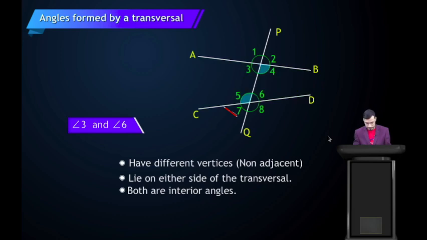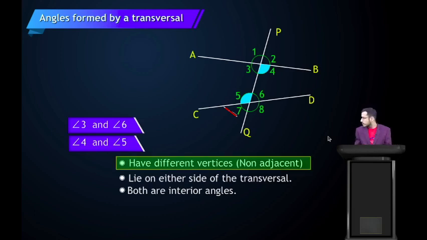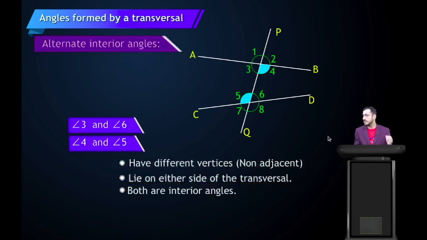Now you can see angle 4 and angle 5. Similarly, they have different vertices, lie on either side of the transversal, and both are interior angles. So all 3 points are satisfied for angle 3 and angle 6, and angle 4 and angle 5. That means they are alternate interior angles. Angle 3 and angle 6 are alternate interior angles, and one more pair, angle 4 and angle 5.